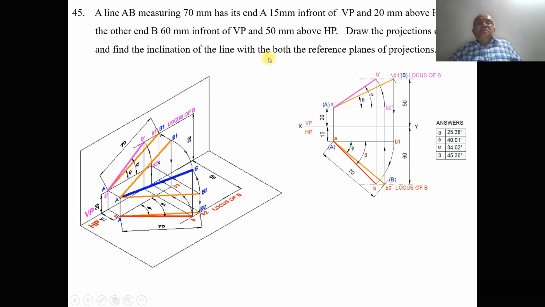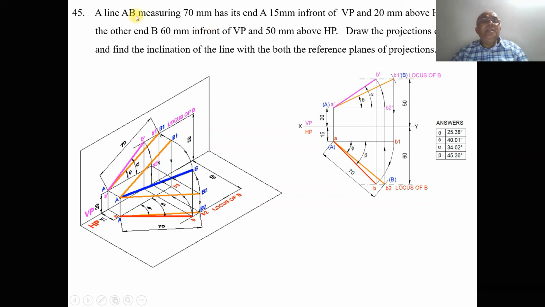Similarly, you measure a distance of 50 mm above HP. Above HP is above the xy line. From the xy line, you measure 50 mm and draw a horizontal line parallel to xy. Similarly, 60 mm in front of VP. In front of VP is seen in the HP, so from the xy line you measure 60 mm and draw a horizontal line parallel to xy. Then you take the true length and consider any point. From here, you mark this vertical line and mark this as a dash and this as a.